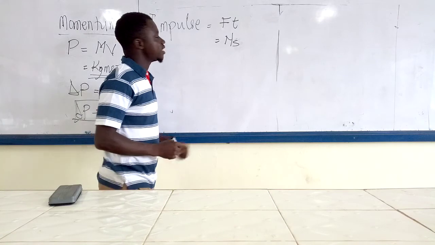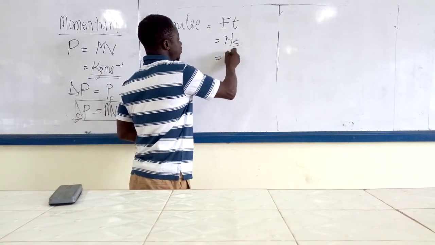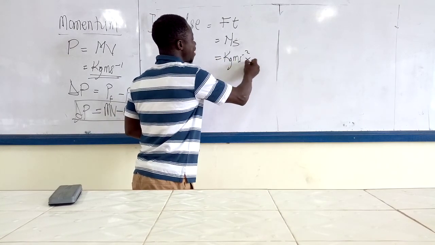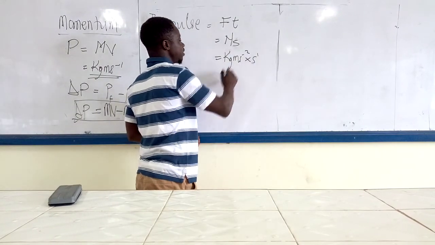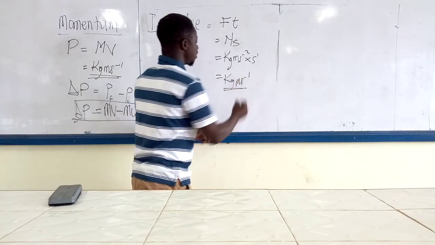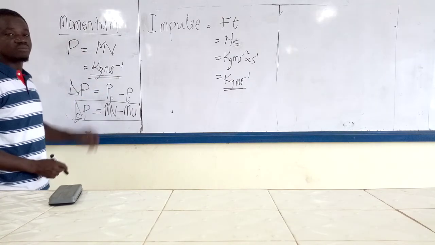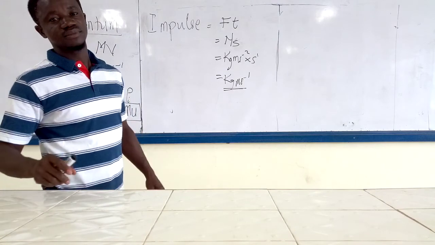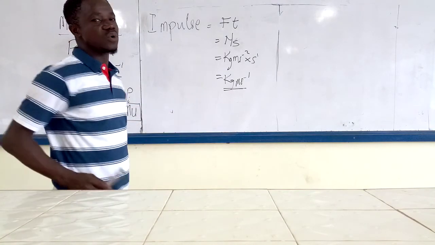Newton second. But you know that Newton is kilogram meter per second square. So multiply by second. This is raised to the power 1. This raised to the power minus 1. This one will take away one of these. That will give me kilogram meter per second. Look at the unit for impulse. Kilogram meter per second. Look at the unit for momentum. It means that momentum and impulse have some things in common. And what they have in common is the change in momentum is equal to impulse.